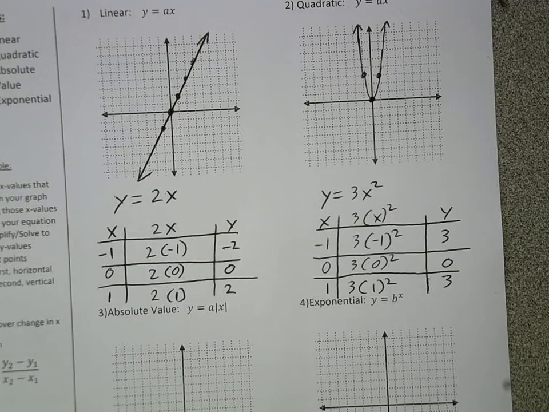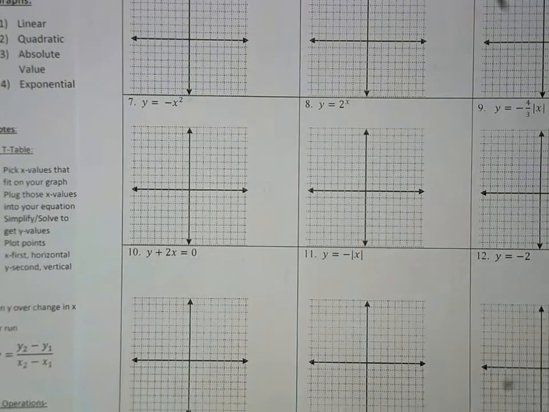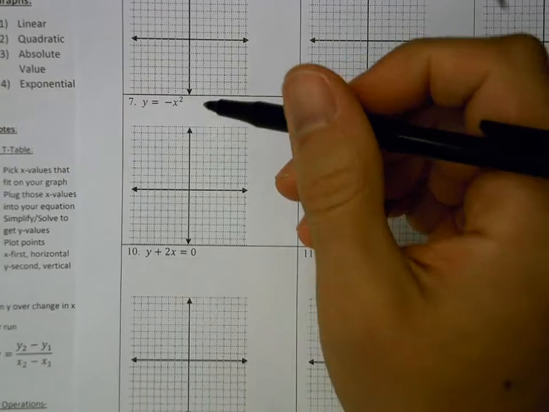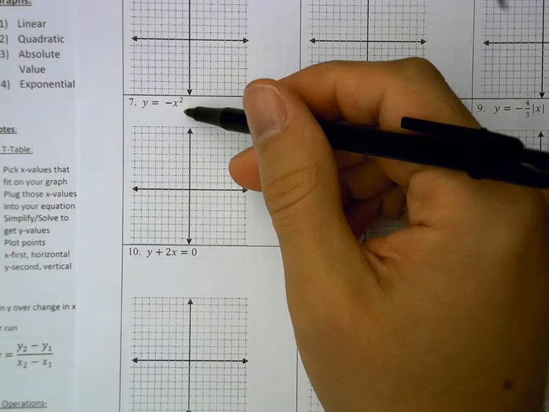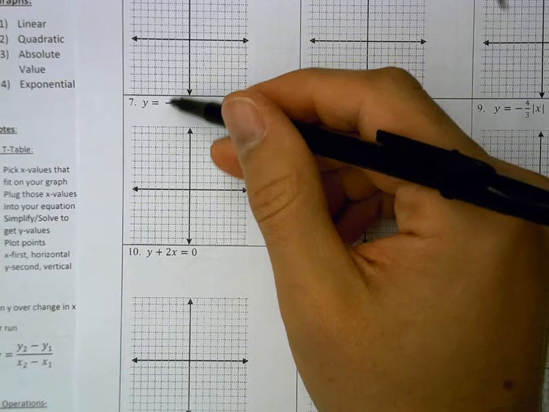All right, take a look at number 7 on the homework. Y equals -x squared. Same thing as the one we were just doing, right? It's still a quadratic. It's got that squared on the variable. What's the negative out in front going to do?